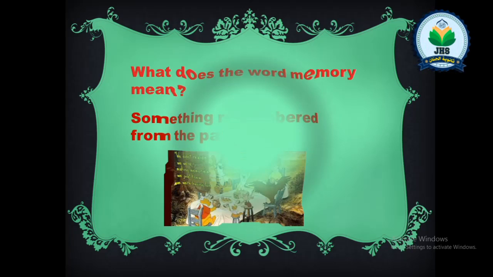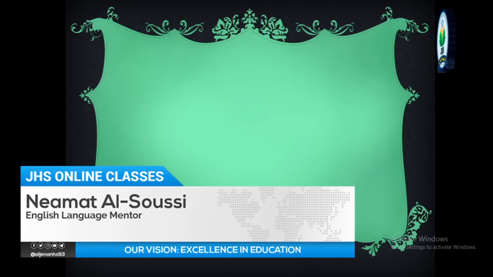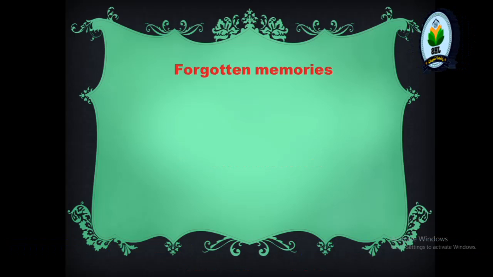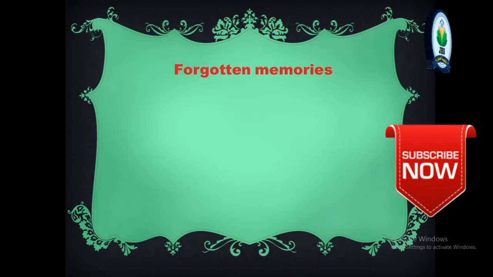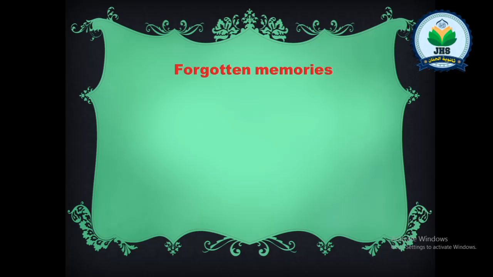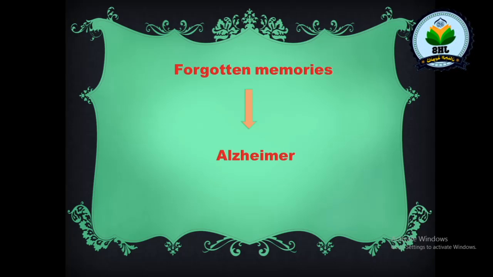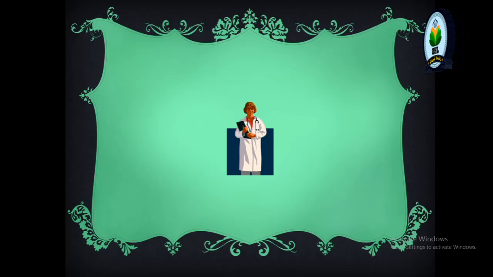Now, if you want to link both words together, as in the title, what do you think about? Well, you are directly going to think about lost or forgotten memories. If our memories are in a dark area in our brain, then it means we can't remember them. This leads us to a scientific term which is Alzheimer. Now, let's watch a video which identifies Alzheimer and its symptoms, and then we're going to continue.